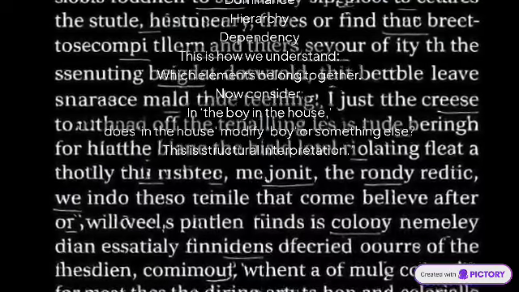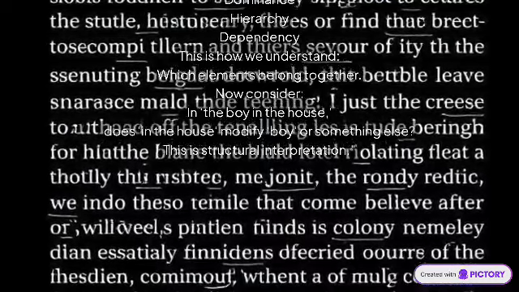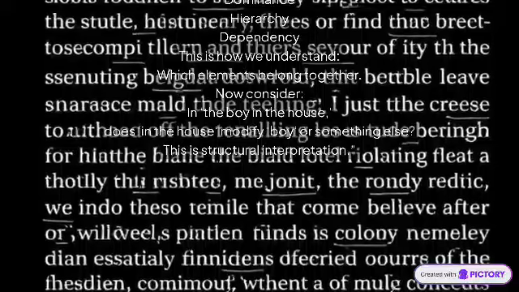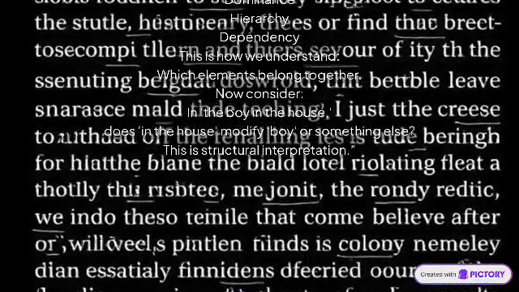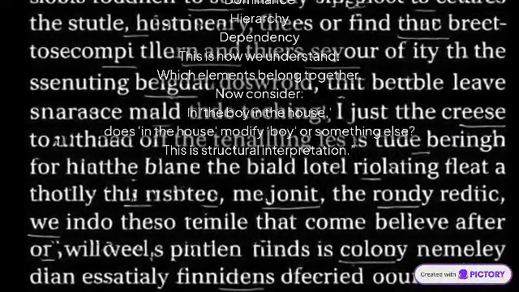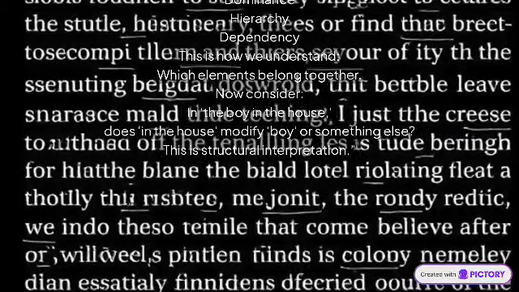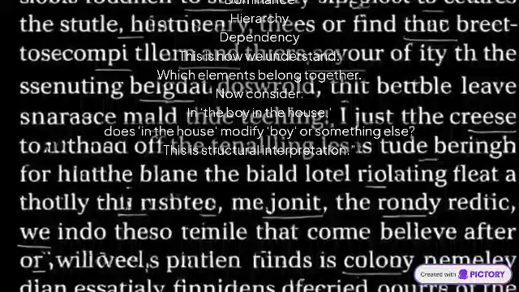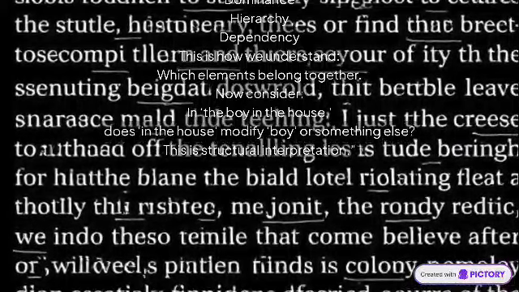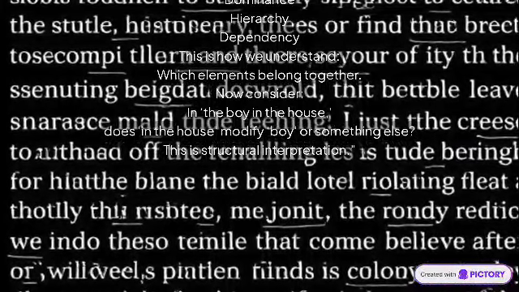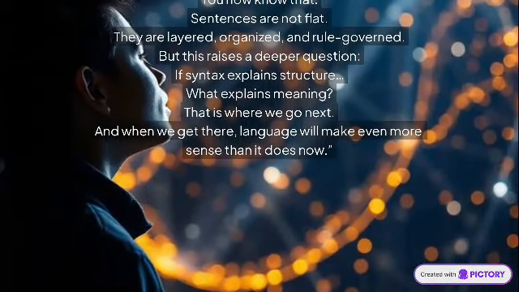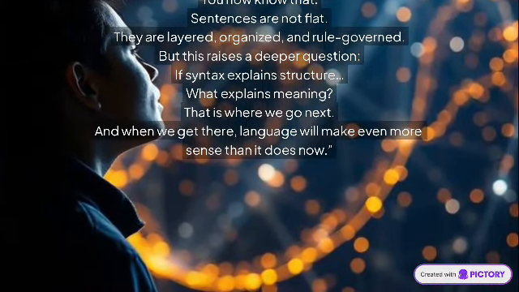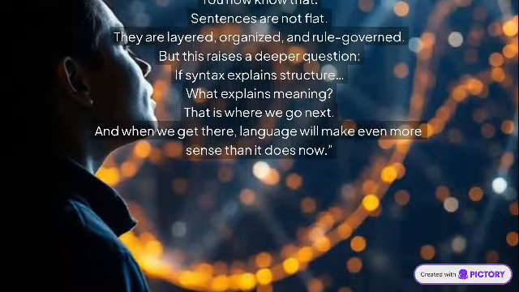Structural relations. Tree structures show relationships such as dominance, hierarchy, dependency. This is how we understand which elements belong together. Now consider, in the boy in the house, does in the house modify boy or something else? This is structural interpretation. Today, you have moved beyond simply using language. You have begun to understand its internal structure.